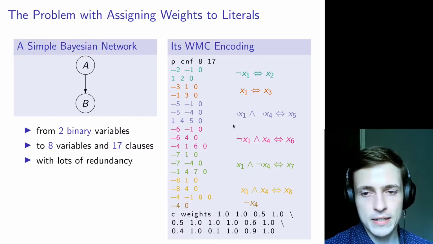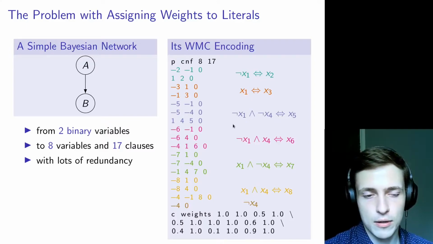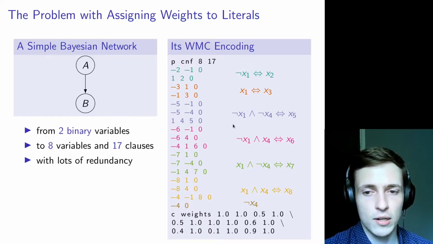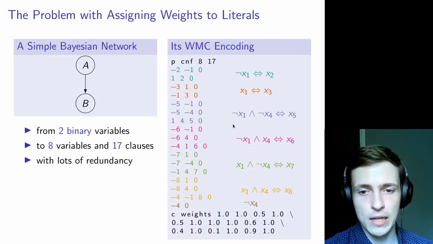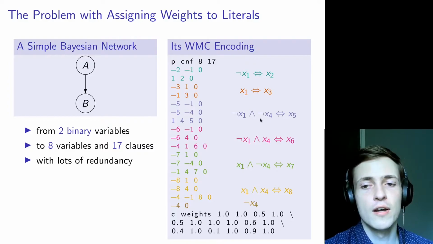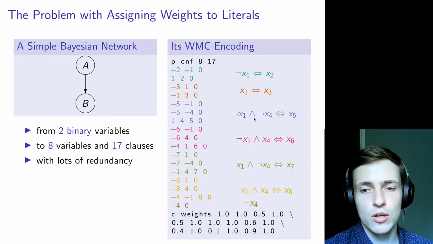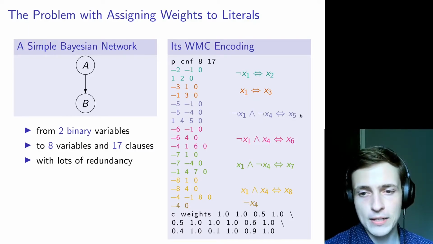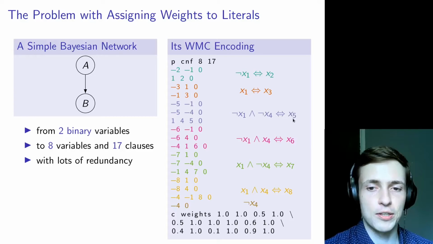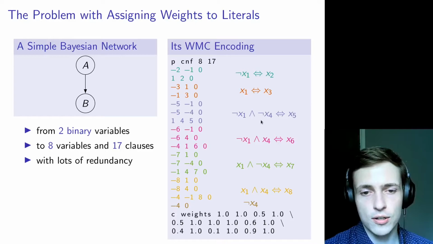And this complexity comes from the requirement in the definition of WMC to put weights on literals. So while it would be a lot more simple and natural to put a weight on this conjunction, since that is not possible in the context of WMC, a new variable has to be introduced, and it has to be defined to be equivalent to these variables. And this adds a lot of clauses and variables and makes the instance a lot bigger.